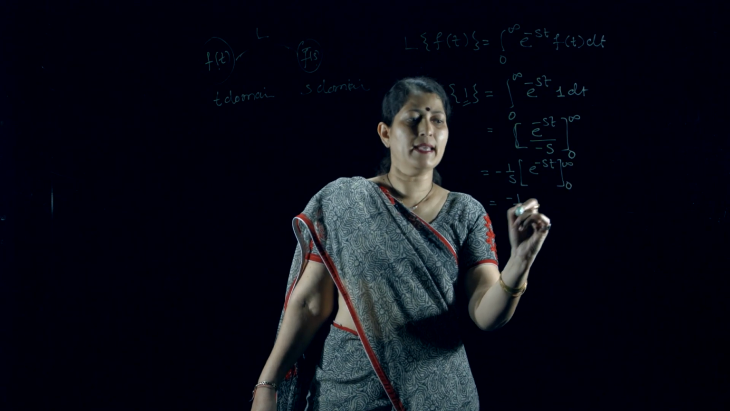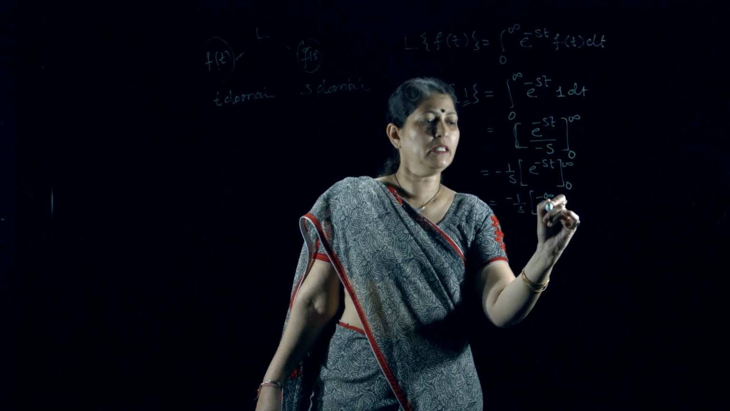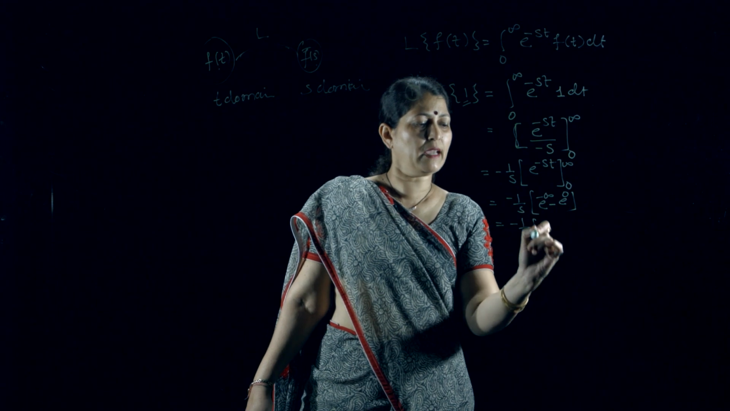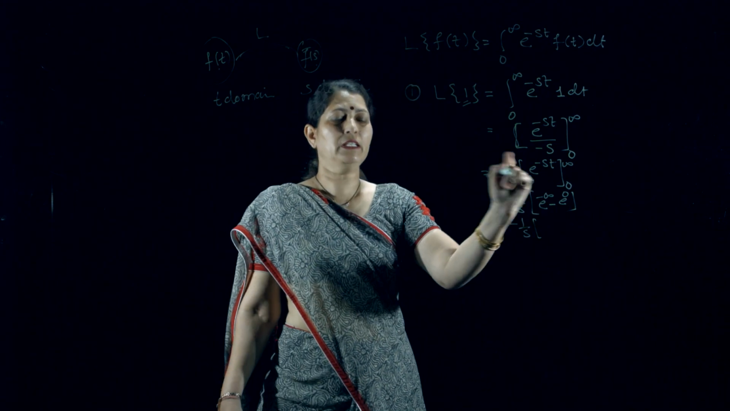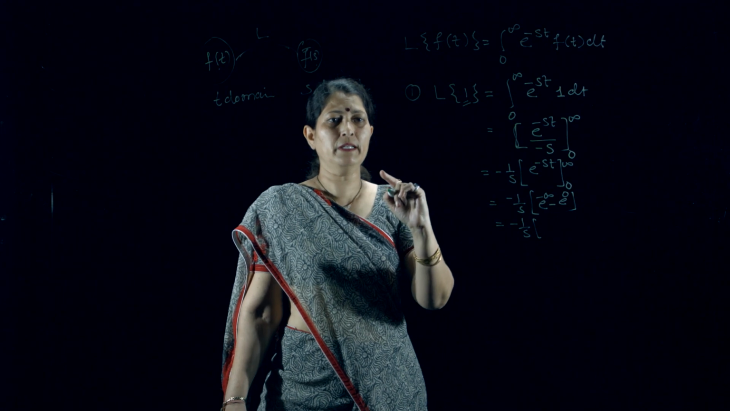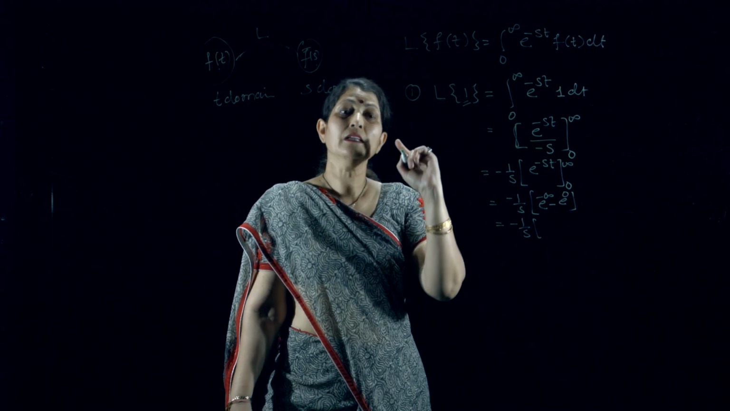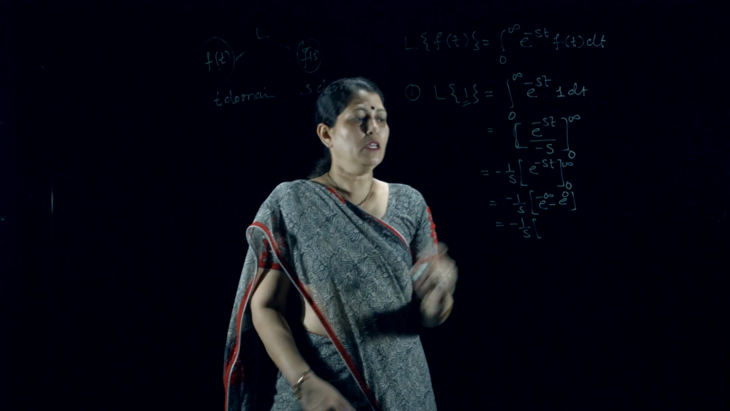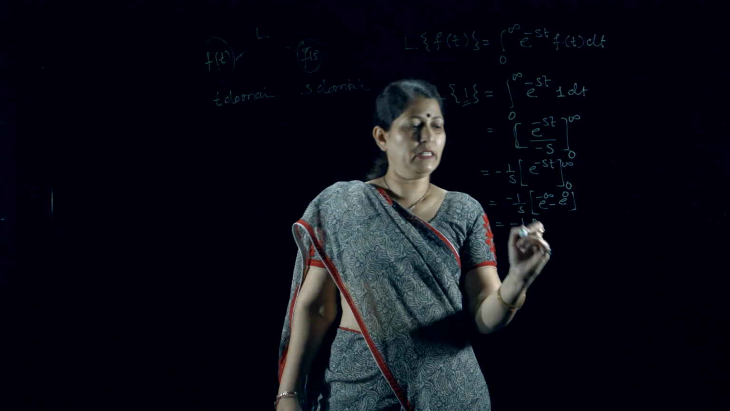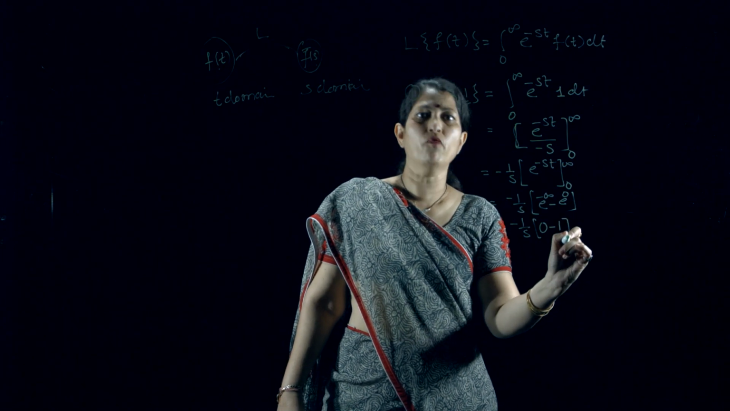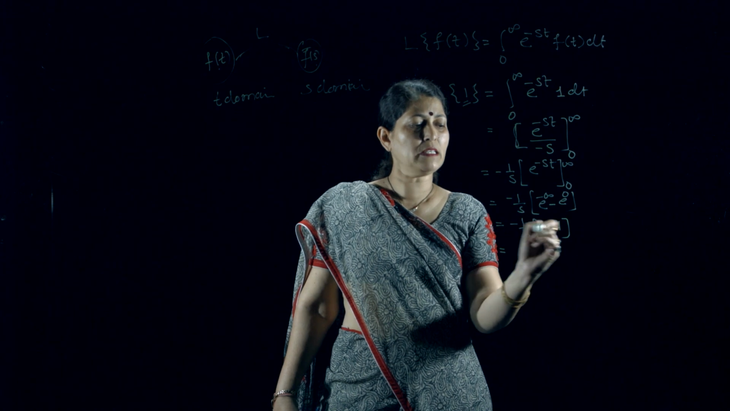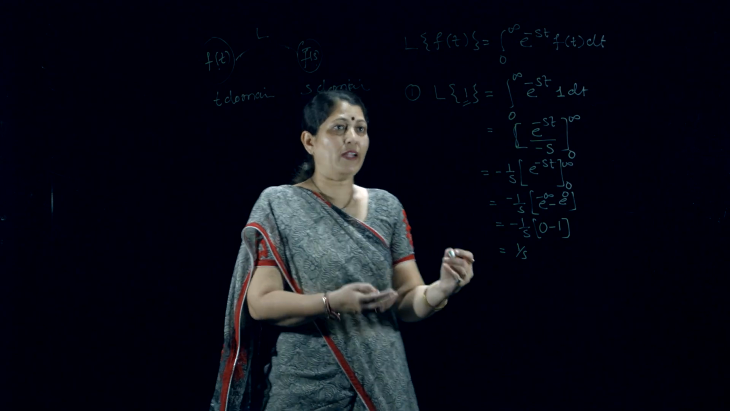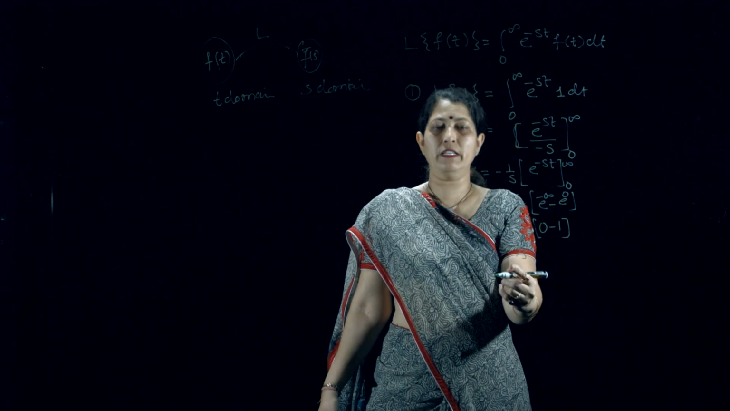So, minus 1 by s times e power minus infinity minus e power 0. We know that e power minus infinity is 1 by e to the power infinity, which is 1 upon infinity, and that is 0. So the value of e power minus infinity is 0. Then 0 minus 1 is minus 1, and minus 1 by s times minus 1 is 1 by s. It is easy to remember: L of 1 is 1 by s.